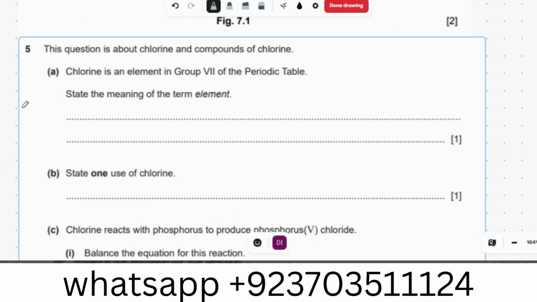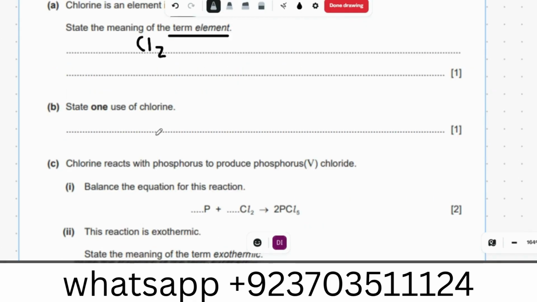with each other. Okay. This question is about chlorine and compounds of chlorine. Chlorine is an atom in group 7 of the periodic table. So state the meaning of the term element. Element is a substance that contains only one type of atom. Okay. For example, Cl2 is an element, because it contains only one type of atom.